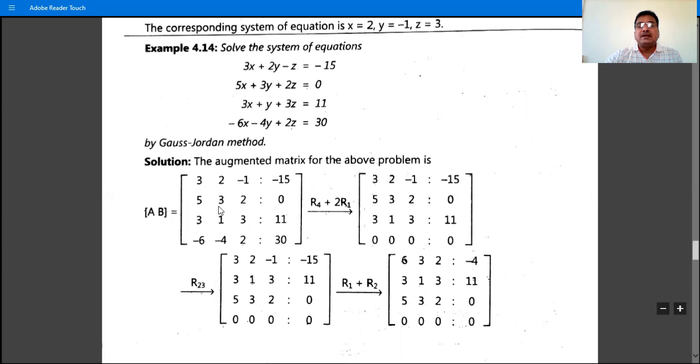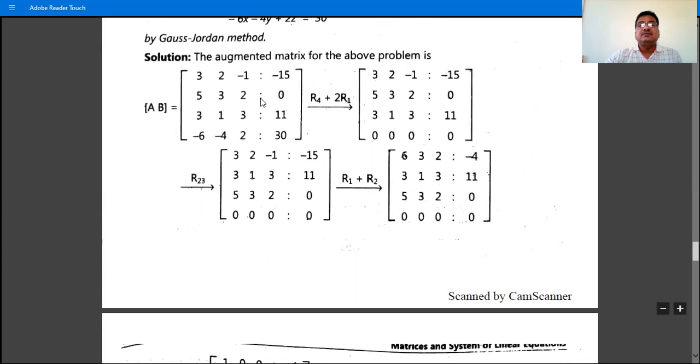So 3 2 -1, 5 3 2, then 3 1 3, and -6 -4 2, then 15, 0, 11, 13 is the constant matrix. So this is the augmented matrix. By reducing this matrix to echelon form, in order to reduce this matrix to echelon form, first reduce this 3 to 1.